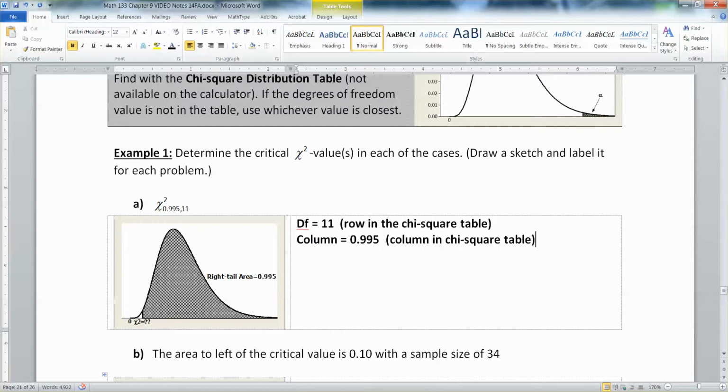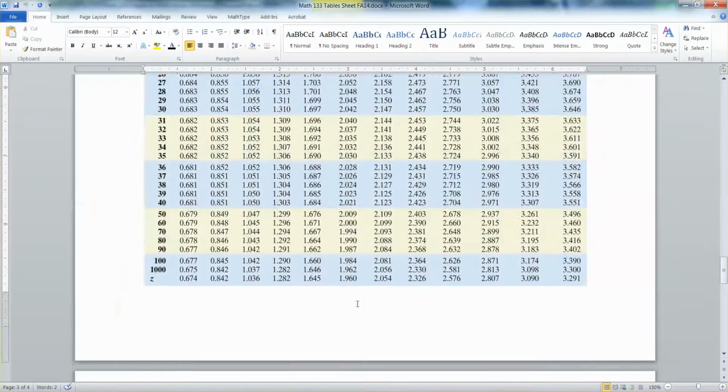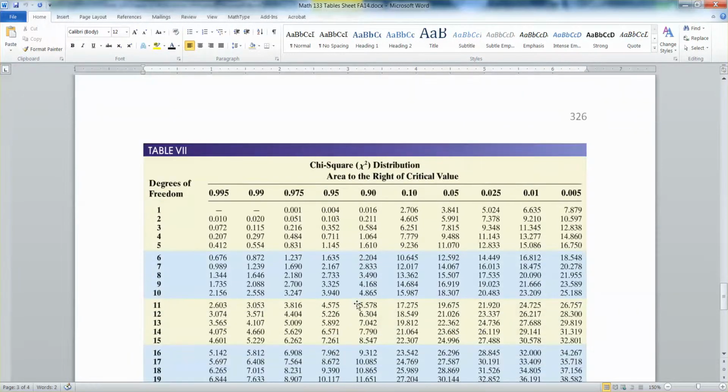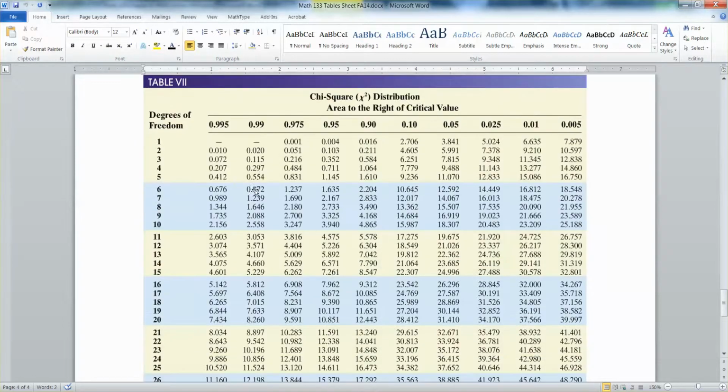All right, let me grab the chi-square table. The chi-square table is also in your orange packet right here. You see up at the top it says it's the area to the right. So you want 0.995, that's the area to the right. That's this column way over here on the left. And you want degrees of freedom is 11. So that gives you 2.603.